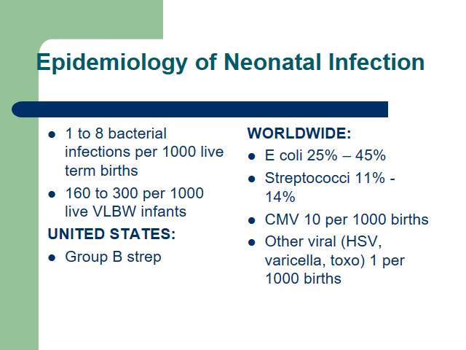Now, interestingly, worldwide, what infections are out there? E. coli: 25 to 45% of infants in the world have E. coli infections. And yeah, we all know where that comes from. And I would think good hand washing and hygiene would help. Streptococcal infections, 11 to 14%. CMV is cytomegalovirus. There's 10 per 1,000 births. And other viral infections are herpes, varicella or chickenpox, rubella, and then toxoplasmosis, which is the cat litter one, 1 per 1,000 births.